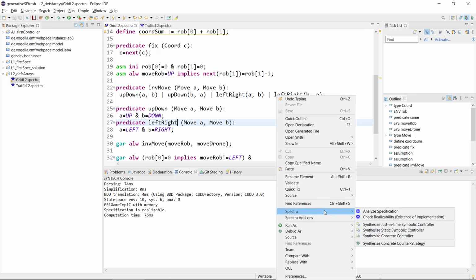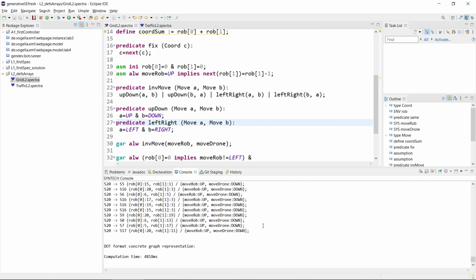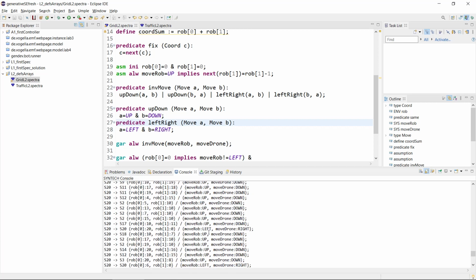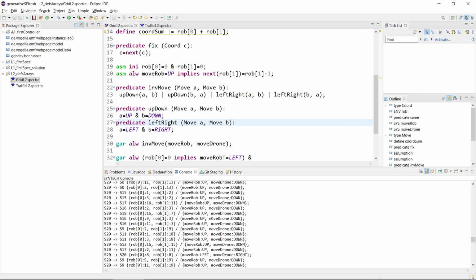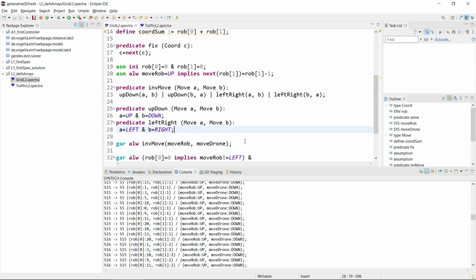And if we synthesize a controller, we will probably have to wait a bit. Oh, but we should see here, at least just by quickly looking at it, they look quite inverse to each other. There's a lot to look at. Okay, so I guess we can trust this. So this would be the solution.